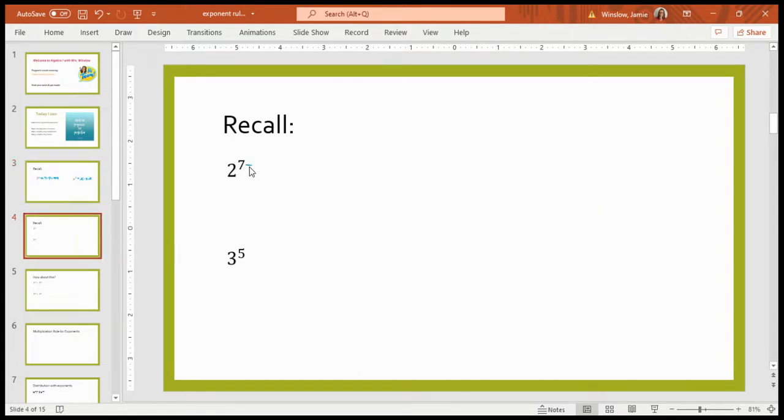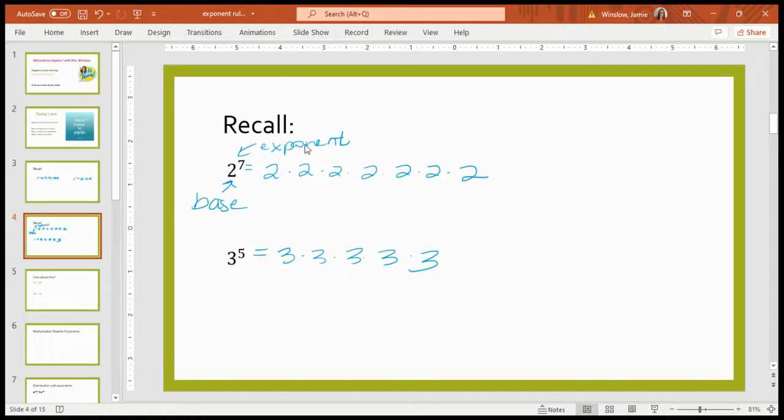Well, how about these, right? 2 to the 7, we would write it 7 times. So we're going to see these numbers, the powers get much larger. 3, we would write it 5 times. So this number here is called the base, and the small number is called the exponent. So you write the base however many times the exponent exists.